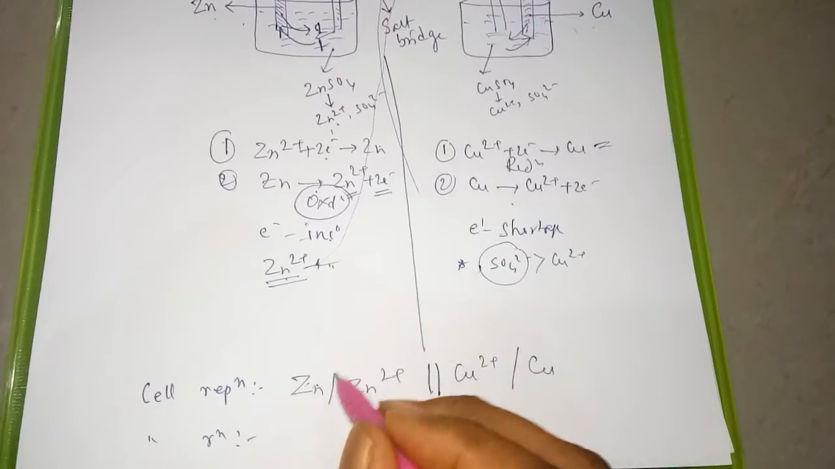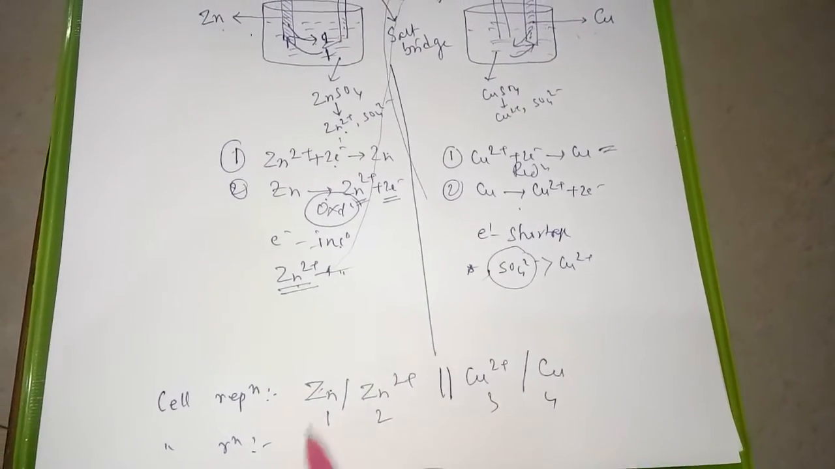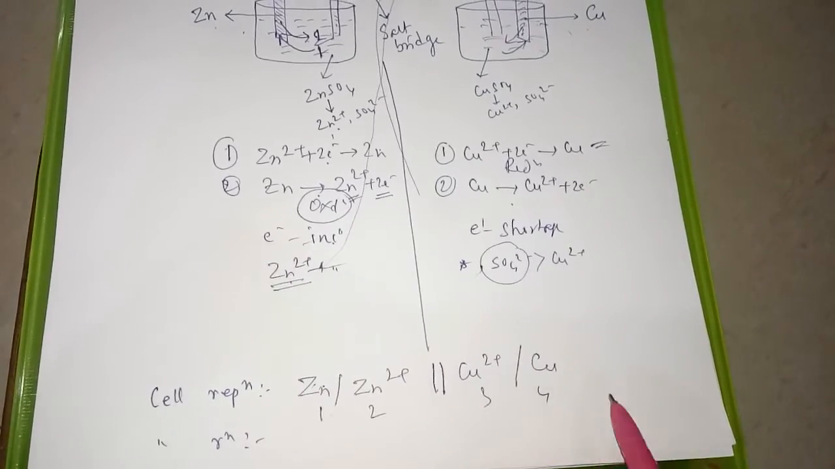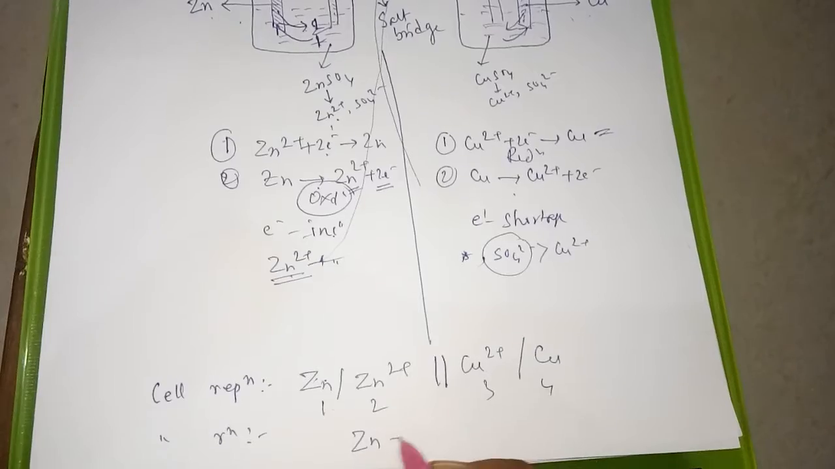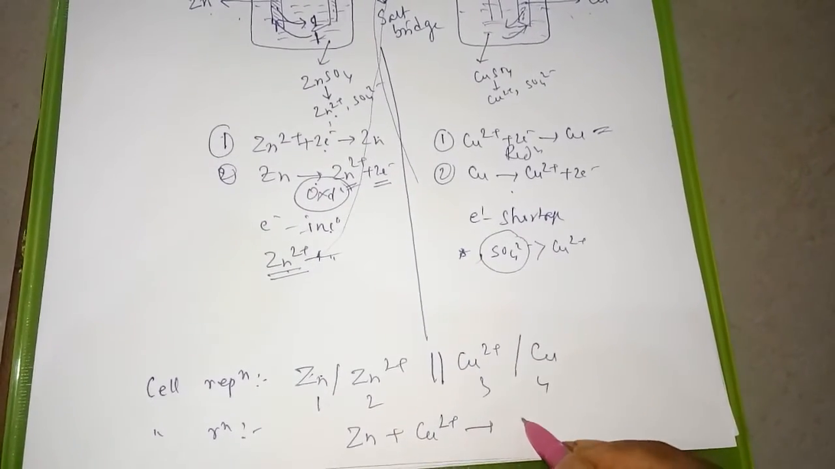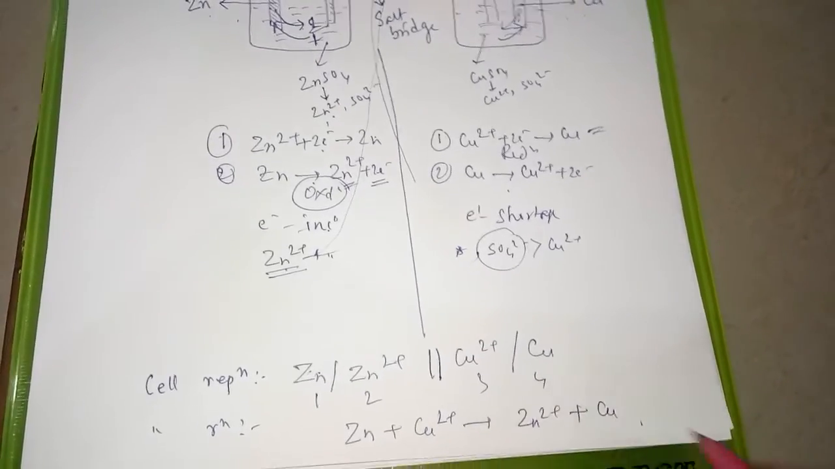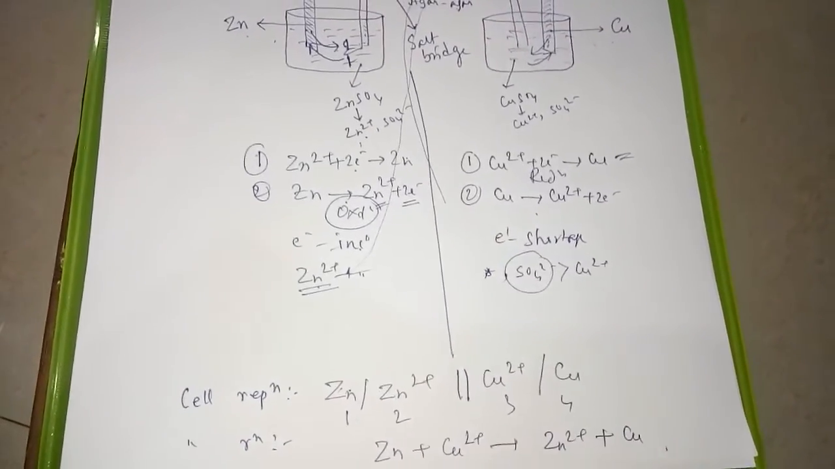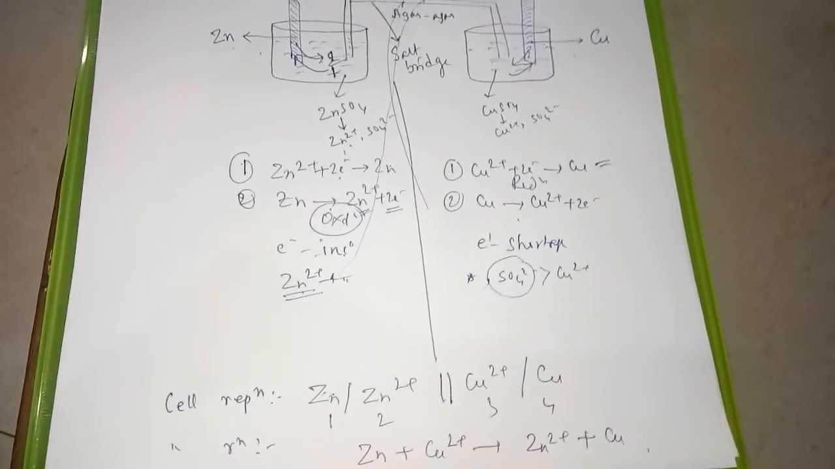Now for the cell reaction, if I give this as 1, this as 2, this as 3, this as 4, the cell reaction is nothing but 1 plus 3 equals 2 plus 4. So 1 plus 3, Zn plus Cu dipositive, converts to Zn dipositive plus Cu. This is the cell reaction. This is how you have to write the cell representation and cell reaction.